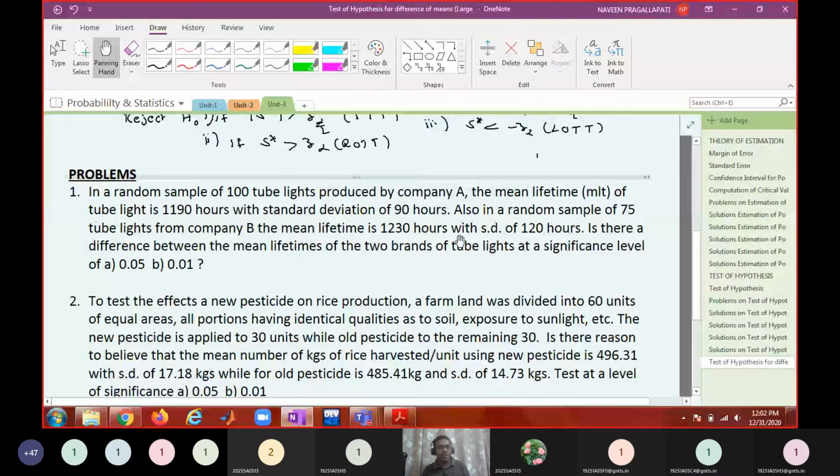And you're asked to test the hypothesis whether there is a significant difference between the two companies, Wipro lights and Philips lights, at 0.05 level of significance or 0.01 level of significance. Is it clear? So can you dig the data from this? What does this 100 refer to? N1. What does this 75 refer to? N2.